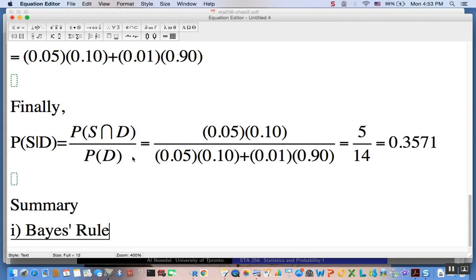Okay, this is a particular case, an application of that important theorem, Bayes' rule, and we're going to be using that theorem when we're interested in reversing conditional probabilities. Make sense? Okay, so that's it for now.